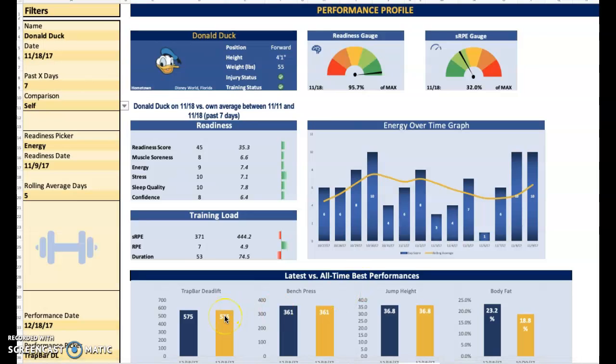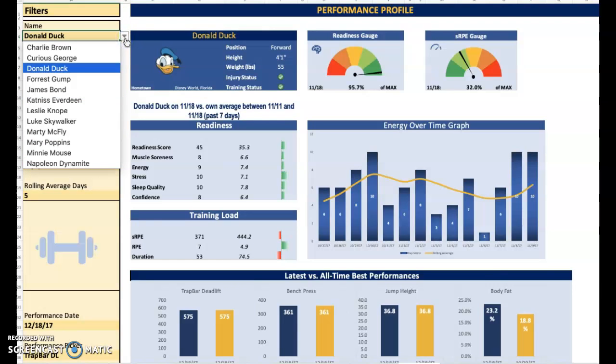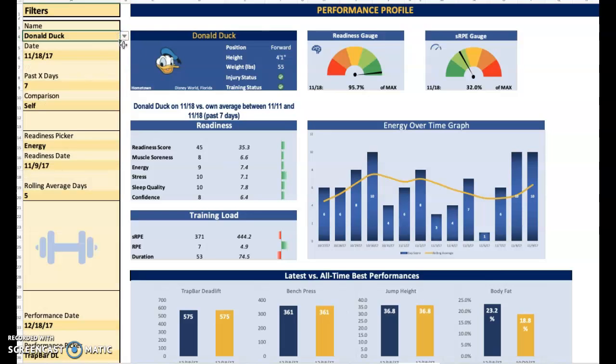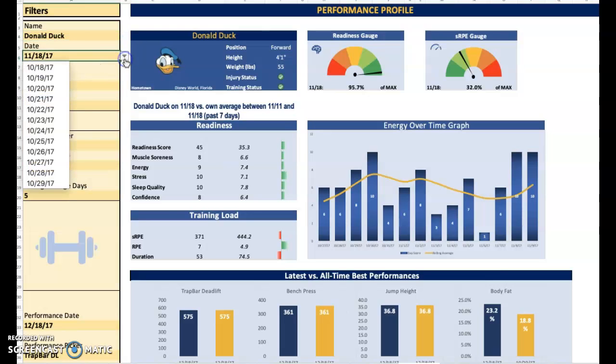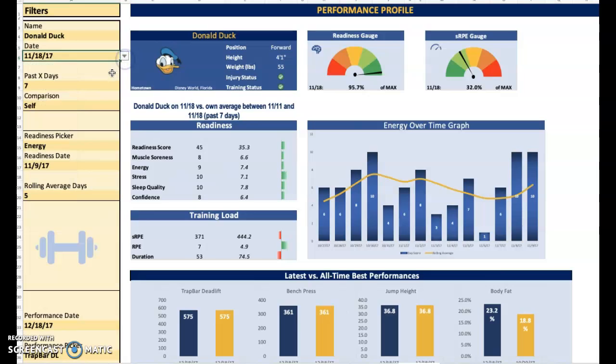The way to manipulate all the data you see here in the blue graphs is to use this yellow filters column on the left. As you can see, we can change which athlete we are viewing, what date we want to view the athlete's performance on, over the past amount of days we would want to choose to compare their information to, and who we want to compare the athlete to, whether it's their individual self, their team, or their position group, all with these drop-down bars on the left.